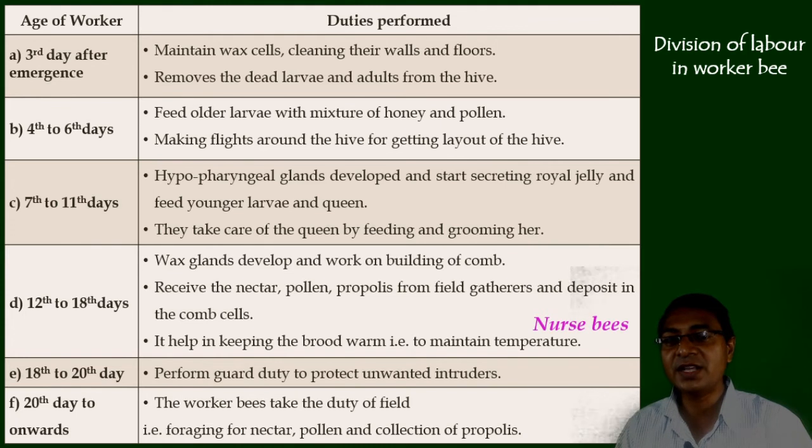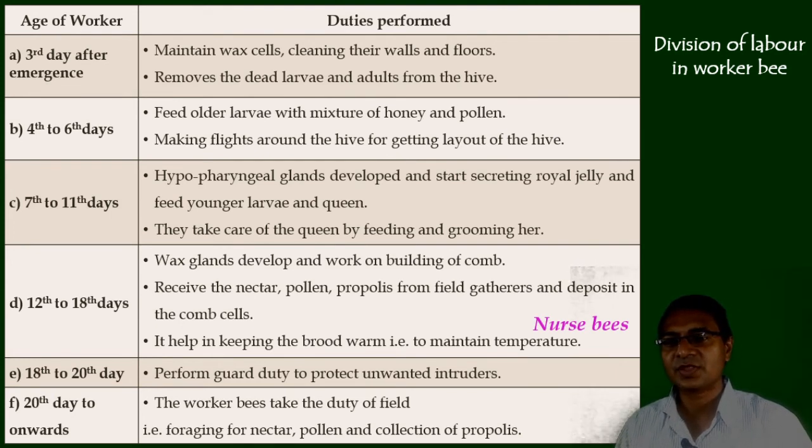They also tend the queen, feeding as well as grooming her. Every time the queen moves, 4 to 5 worker bees of that age are roaming around or tending to the queen.